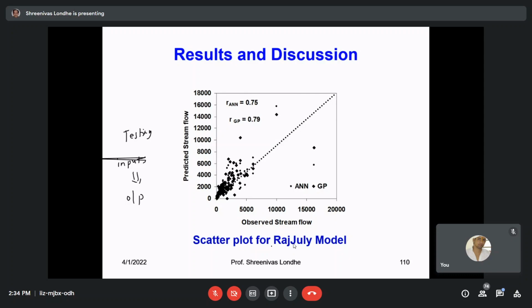There can be a question in your mind, what is this GP and why is it better? Yeah, GP, genetic programming, another tool which works better than neural networks in many cases. Let us not discuss that right now. These are the points which tell us that in many cases there is over-prediction, and that's why the R value is not that good. It is 0.75.